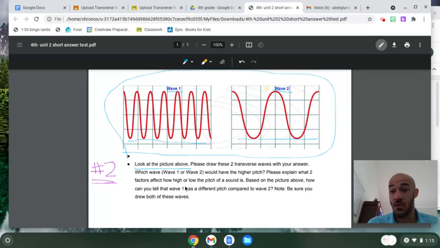Again, you can use your notes. What determines how high or low a pitch is? And then based on the pictures, how can you tell that wave 1 will have a different pitch compared to wave 2? What differences in the wave, what parts of the wave do you notice are different, which will affect the highness or lowness of the pitch?